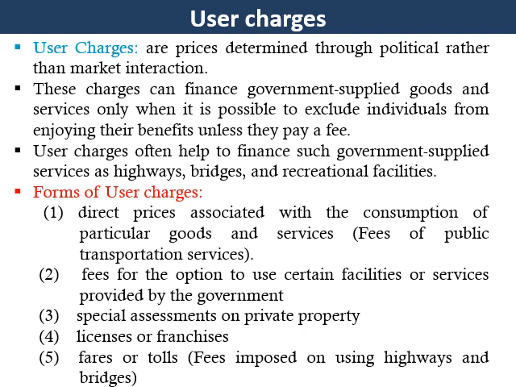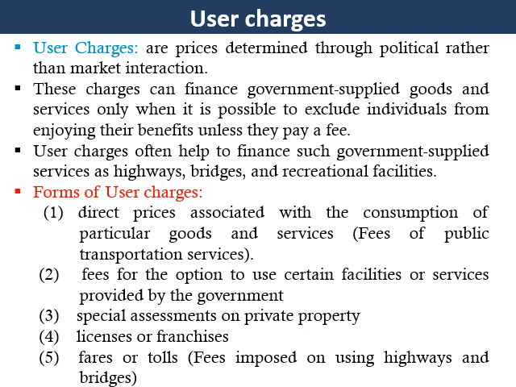What does this mean? For example, if you don't pay the fare of passing certain highways, then you will not be able to use this road. Or if you don't purchase the ticket of a public bus, then you cannot ride this bus, and so on. Well, user charges often help to finance such government supplied services such as highways, bridges, and they can be applied using different forms. What are the different forms of user charges?